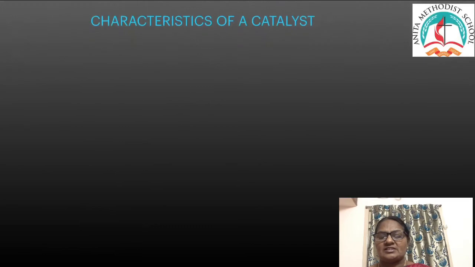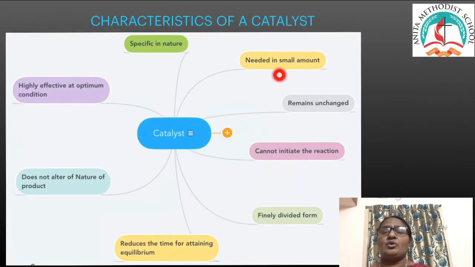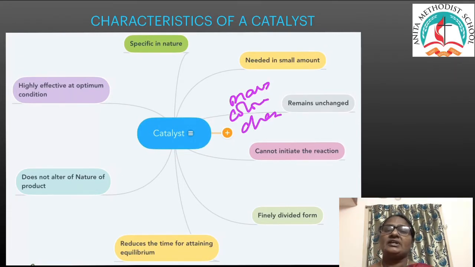A catalyst is needed in a small amount. A very small amount is enough. I may take a large amount of reactant and product, but a catalyst is enough in a small amount. It remains unchanged. The catalyst does not undergo any change in mass, color, or chemical composition. Whatever I take, I get back at the end of the reaction. It is regenerated back. It cannot initiate a reaction. I cannot start a reaction using a catalyst, but once the reaction is already happening, when I add a catalyst, it alters the rate of the reaction.